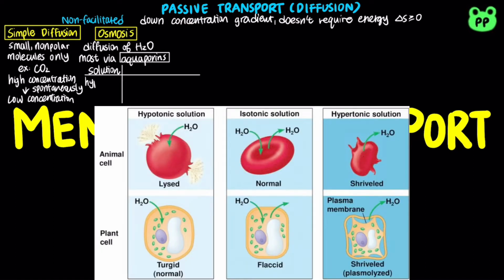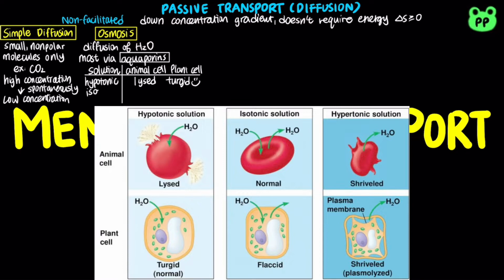In a hypotonic solution, the solute concentration is less than that inside the cell. Animal cells lyse, whereas plant cells retain their normal turgid state. In an isotonic solution, the solute concentration is the same as that inside the cell. Animal cells remain normal, whereas plant cells become flaccid.